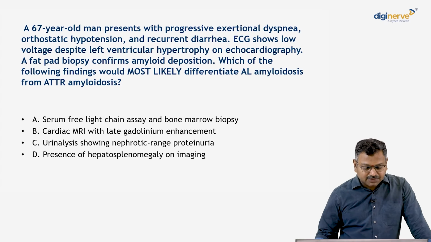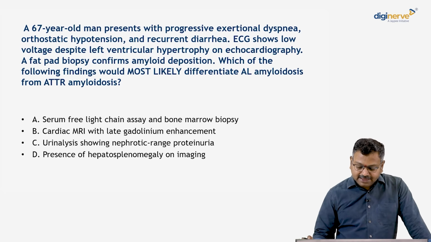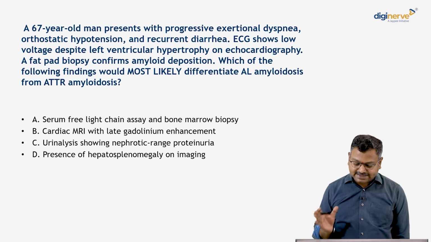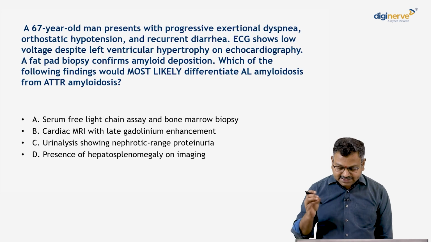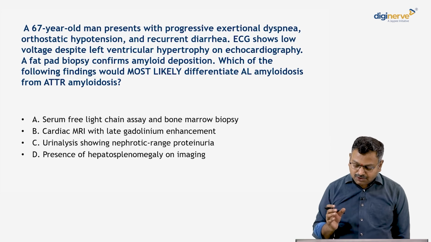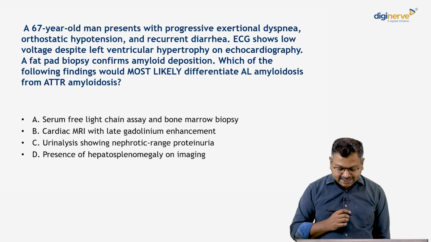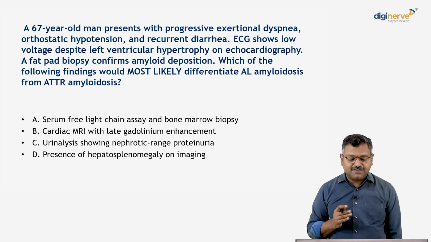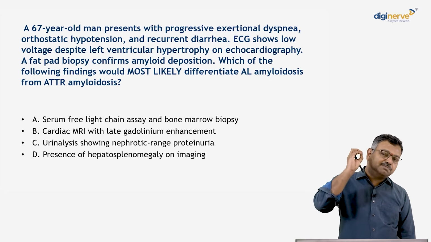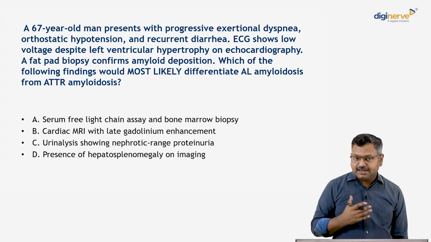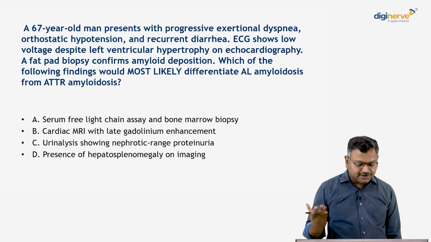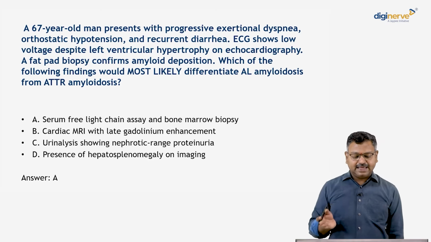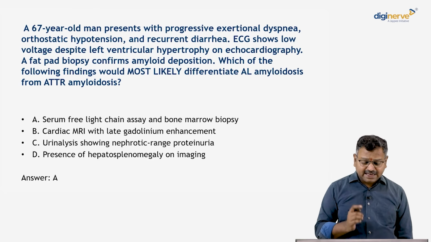Now remember, AL amyloidosis versus ATTR, what is the difference? AL amyloidosis is associated with monoclonal, usually plasma cell dyscrasias like multiple myeloma. Serum free light chains will be elevated and bone marrow will show clonal proliferation specific for AL. So the serum free light chains assay and the bone marrow biopsy is a very specific feature which can tell you the specific type of AL. The cardiac MRI will not show the difference, urine analysis will show nephrotic range proteinuria, and hepatosplenomegaly will not differentiate. The specific one to differentiate AL versus ATTR is the free light chain assay.